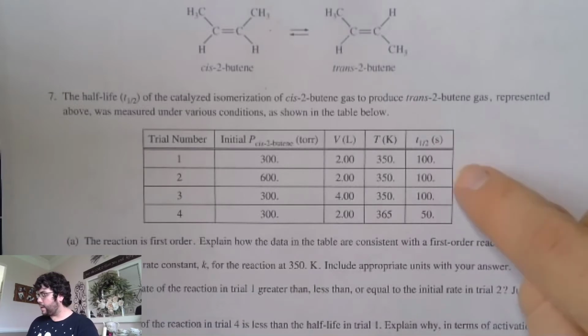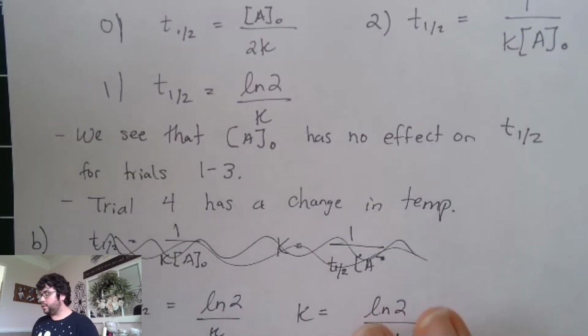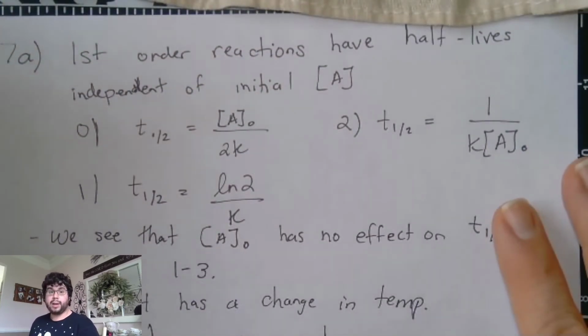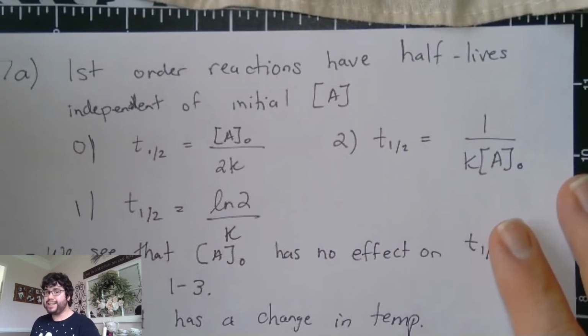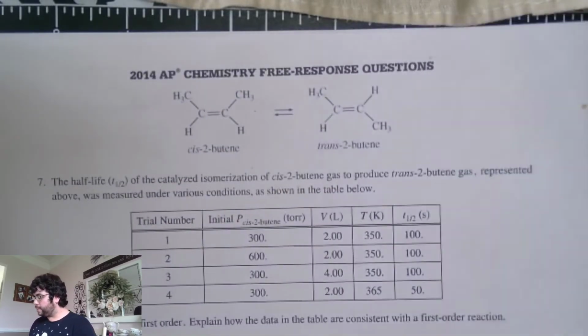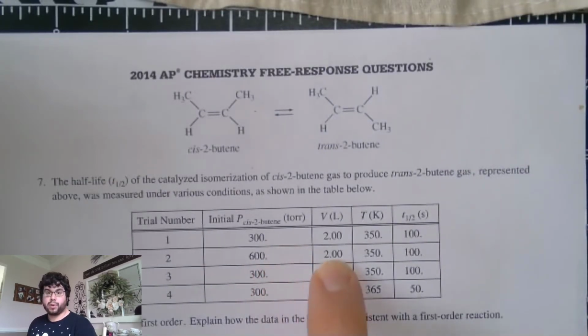But for 1 through 3, we have the same exact half-life. And the thing to remember is this: first order reactions, if we're being told it's first order, have half-lives that are independent of the partial pressure. So you'll notice here that we have 300, 600, and 300, but we changed the volume a couple times.